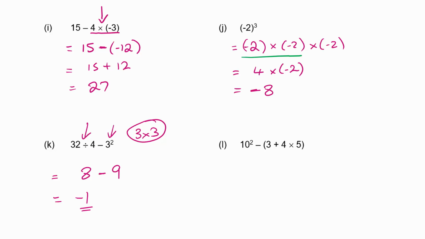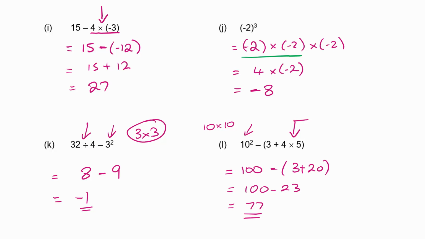For this one, we have a bracket. The bracket needs to be done first. And inside the bracket, we've got a multiplication. Now, I can do the indices at the same time because it's separated by the subtraction. And 10 squared means 10 times 10. So this one is 100. And then we're going to have 3 plus 20 in here. So that is 100. Take away 23, which is 77.